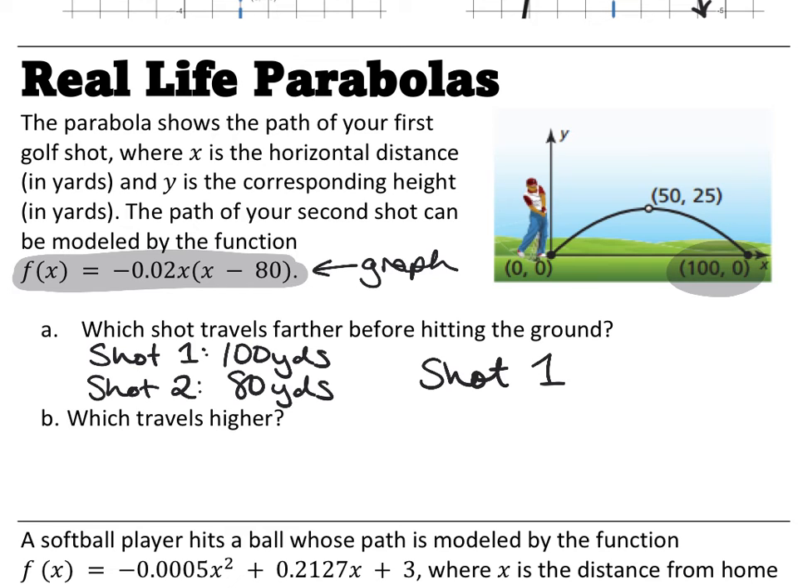Okay, part B says which travels higher. Okay, let's read these graphs. For that first shot, the one that's printed on your paper, how high does it go? 25. Remember, this is the side to side. This is the up and down number. Your vertex has both side to side and up and down. So how high does it go? 25 yards. And shot 2, the one that's on your Desmos, how high does that one go?